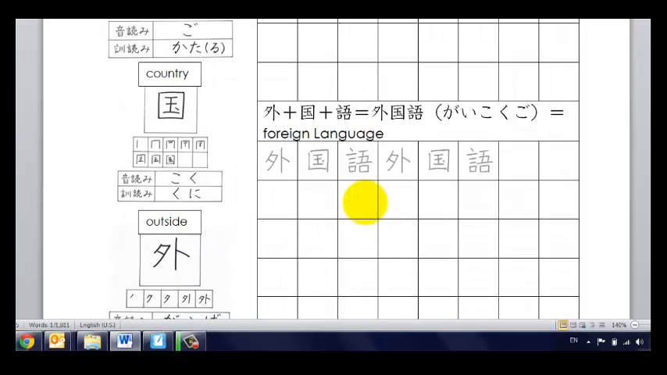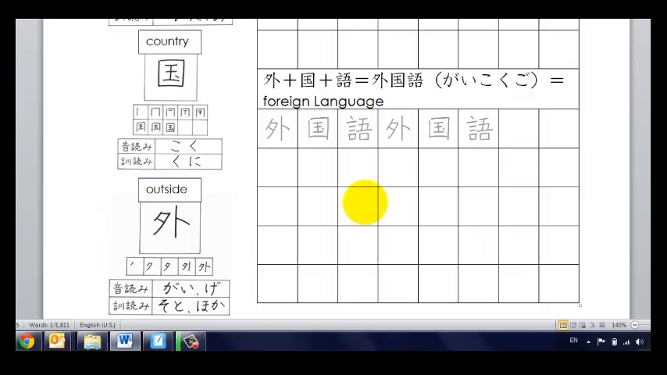And we get two other characters here. The character for country, there it is, and the character for outside. And if we put those together, we get outside country language, pronounced gai koku go. There it is, gai koku go, a foreign language. Let's have a look at the kanji for foreign first.